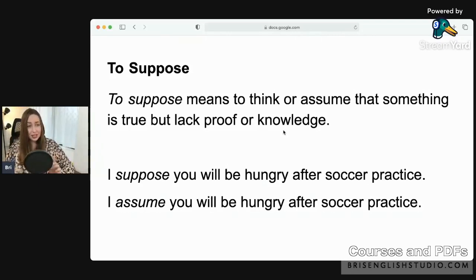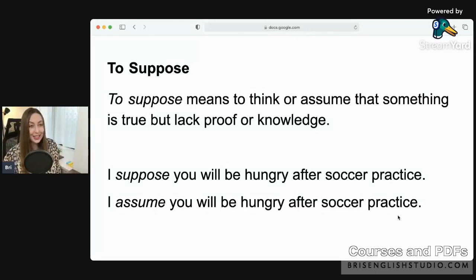So the first one, we're using suppose here. I suppose you will be hungry after soccer practice. Notice that we're not using a be verb here. We don't say, I am suppose, I was suppose. I suppose you'll be hungry after soccer practice. This means the same thing as I assume you will be hungry after soccer practice. Does that make sense?